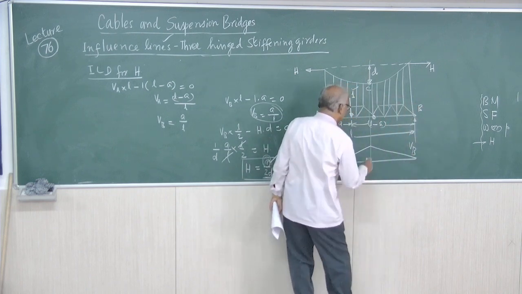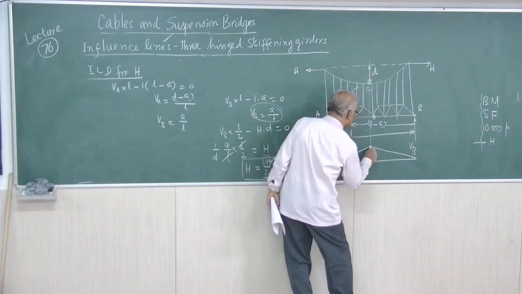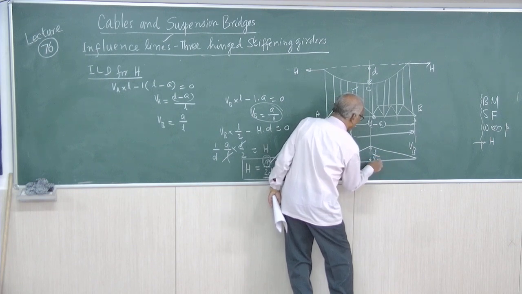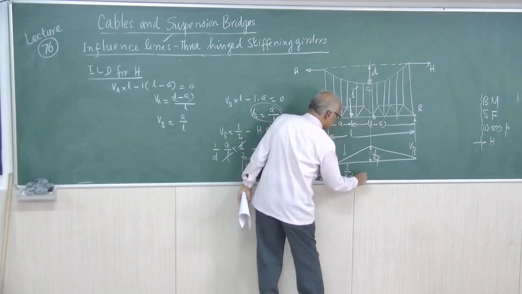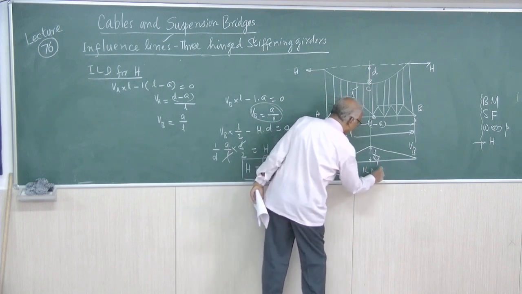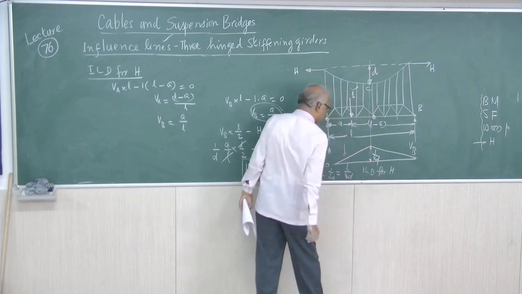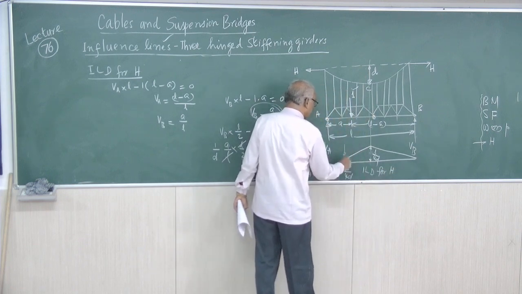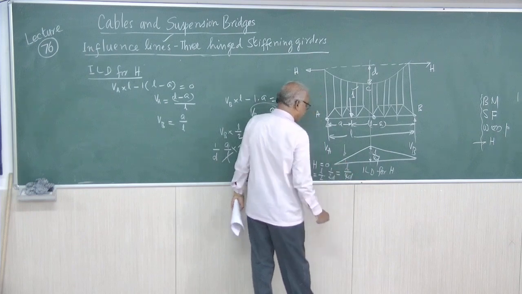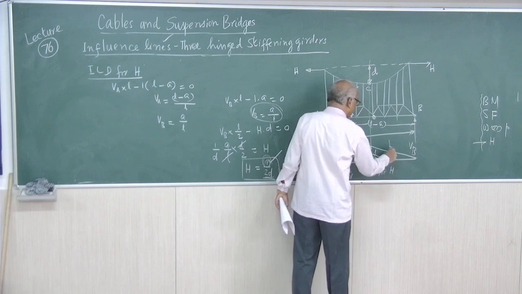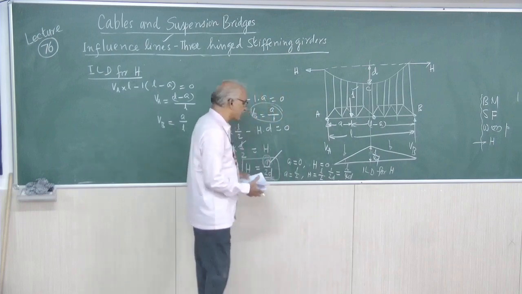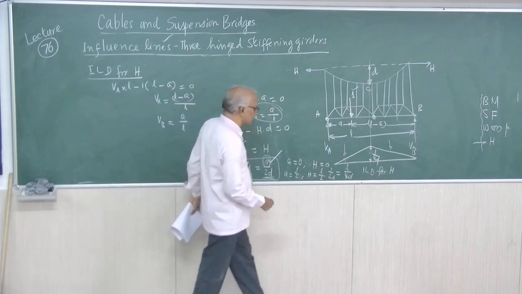Therefore, linear variation. And the ordinate at the center is L by 4D. That is, when the unit load is here, this is the ILD for H. When the unit load is here, the load into this ordinate will be the value of horizontal tension. Right. Now, this is the ILD for the horizontal tension.